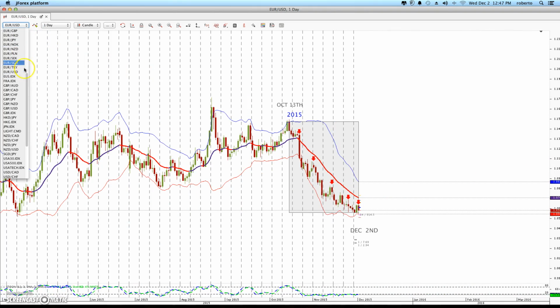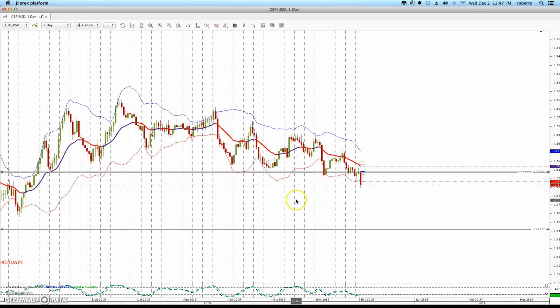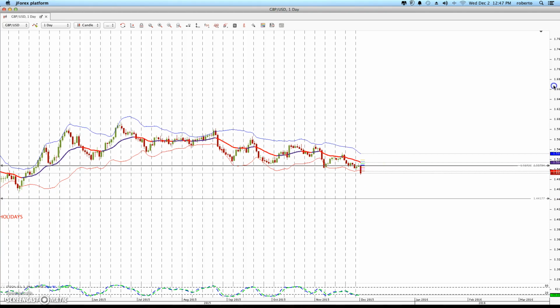And let's look at the pound dollar. Oops, that's not the pound dollar. Here's the pound dollar. Same thing's happening on the pound dollar. Nice sell-off. See, here we go back in. Started September 17th. And here is December 2nd. And the market's just been in a downtrend for the past three months.